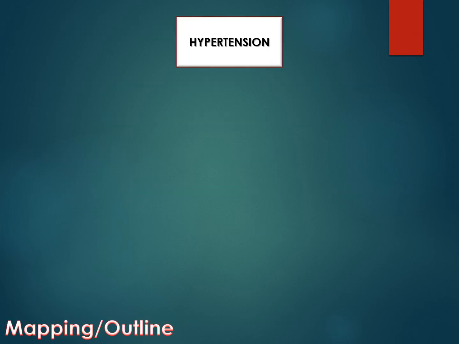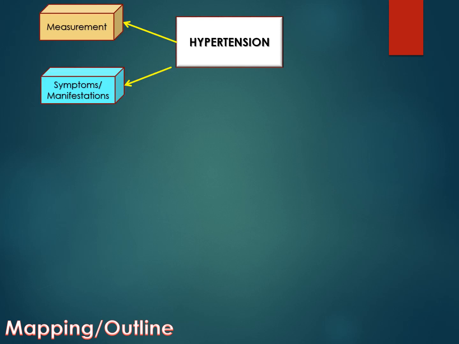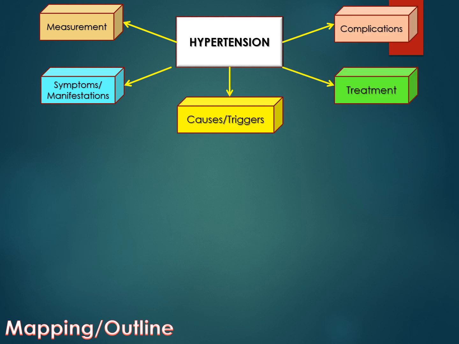So to give you a simple example of using a combination of the mapping or outline method to extract information from the literature, I will base my example on hypertension, which of course we know is a global risk factor for mortality and a major risk factor for cardiovascular disease. There are many avenues that have been researched and can still be researched with regard to hypertension, the measurement, symptoms of hypertension, causes or triggers, treatment of hypertension, and even the complications.